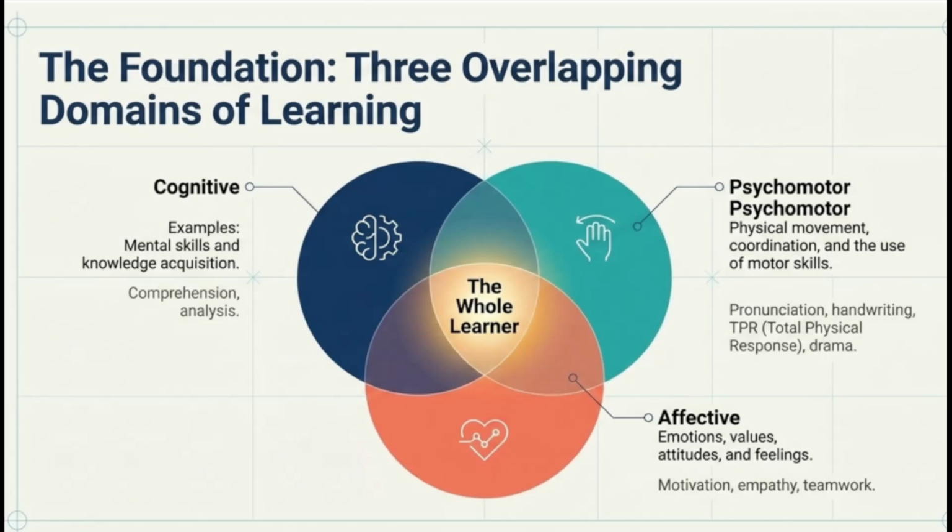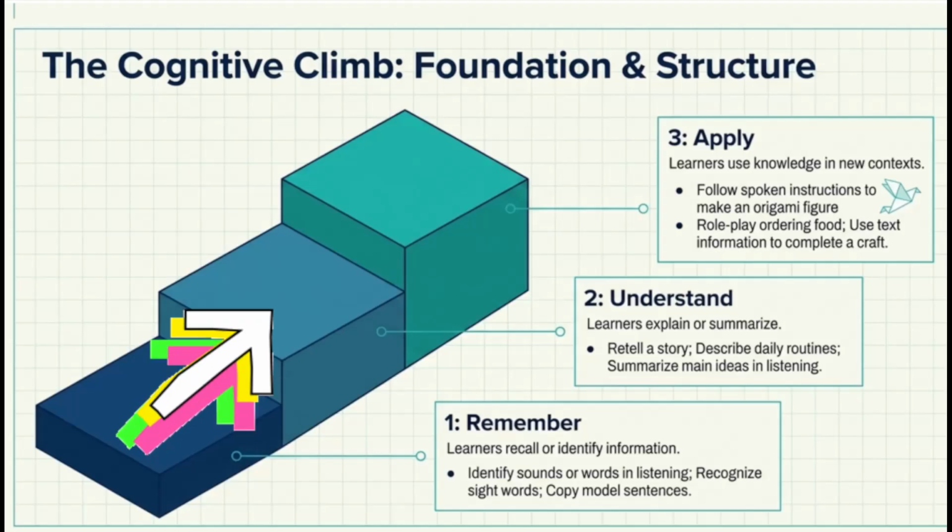The affective domain focuses on emotions, values, attitudes, and feelings. It helps learners build motivation, empathy, confidence, and teamwork. When these three domains work together, learners don't just gain knowledge. They also develop practical skills and positive attitudes. This balanced approach helps educators build the whole learner, preparing students for success both inside and outside the classroom.